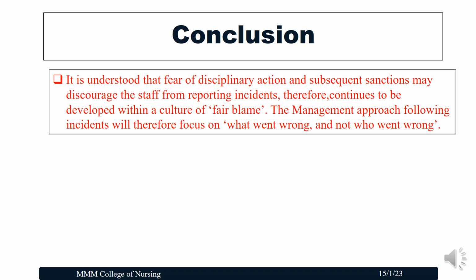This continues to be developed within the culture of fair blame. The management approach following incidents will therefore be to focus on what went wrong and not who went wrong.